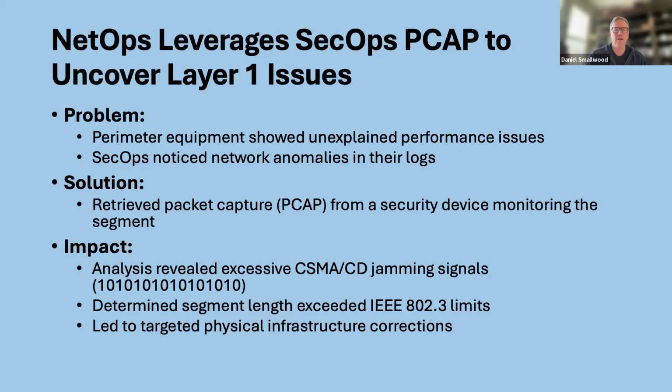What we saw was a series of characters that looked highly suspicious at first, but when we passed the data back to the network team, one of the network engineers there instantly recognized that what we were seeing was a jamming signal. A jamming signal occurs when a network device is communicating on the wire and then hears that someone else is communicating too. That network device is going to send out a jamming signal to let them know we're both talking at the same time and we can't do it.